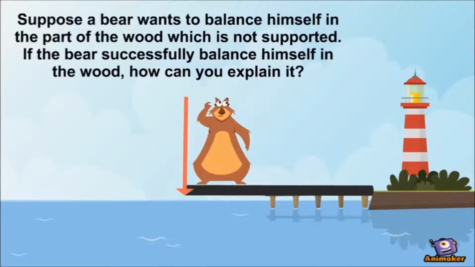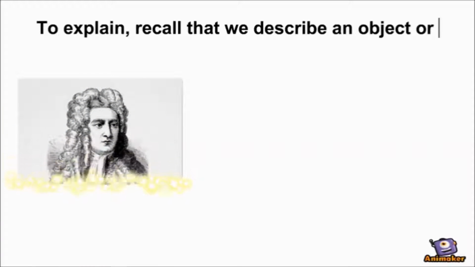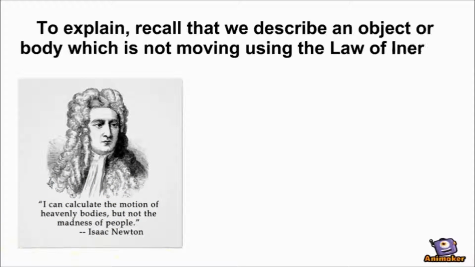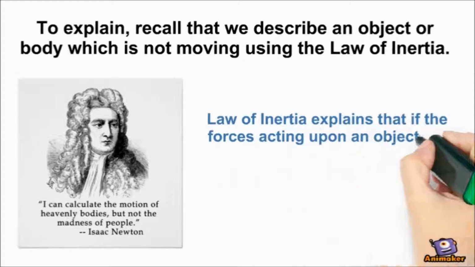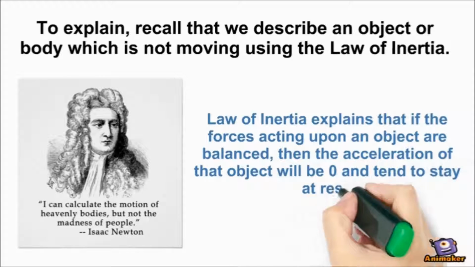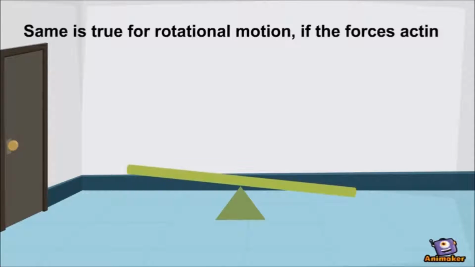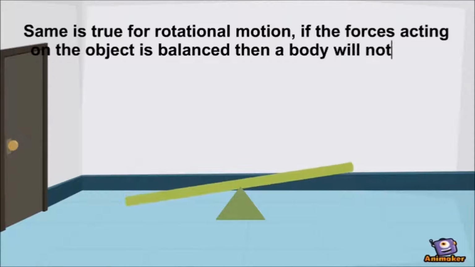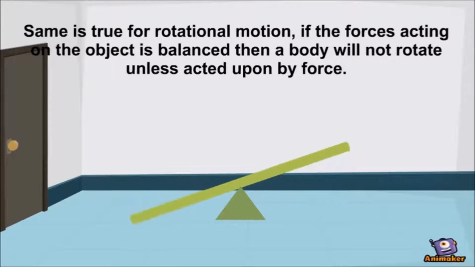Let us go deeper. To explain, recall that we describe an object or body which is not moving using the law of inertia. The law of inertia explains that if the forces acting upon an object are balanced, then the acceleration of the object will be 0 and it tends to stay at rest. The same is true for rotational motion. If the forces acting on an object are balanced, then a body will not rotate unless acted upon by a force.